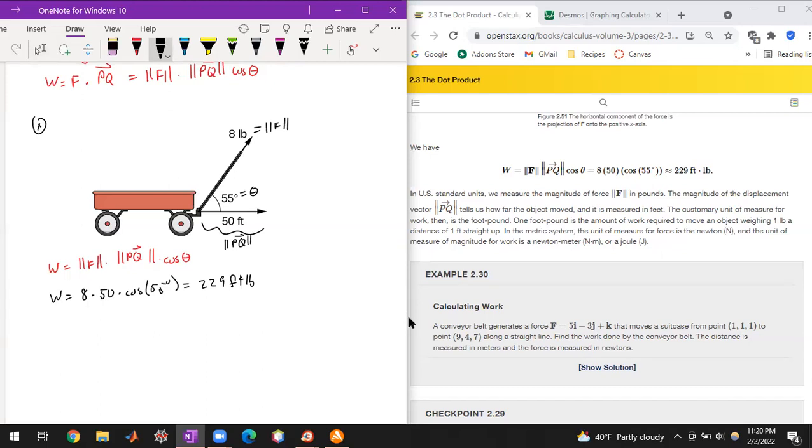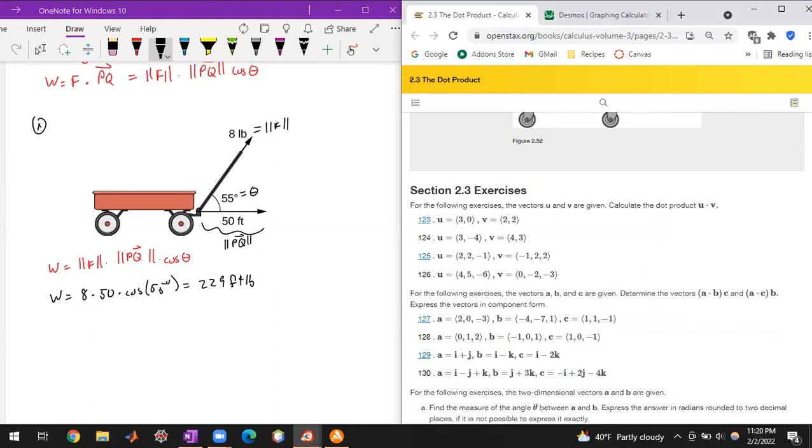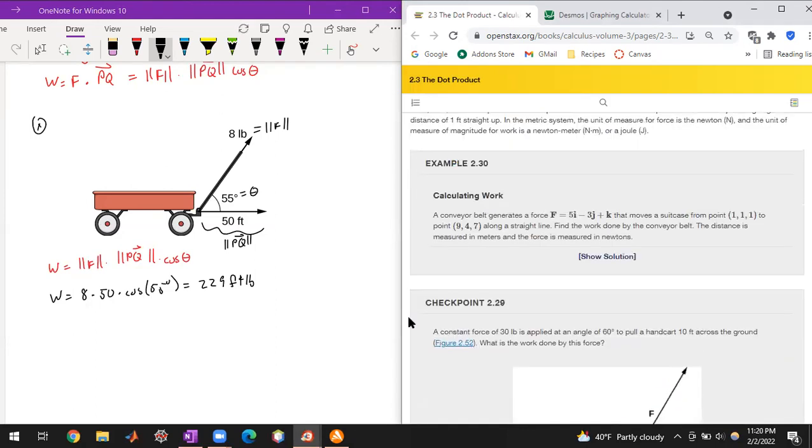All right, let's go ahead and tackle this example 2.31, calculating work. And I believe this is our last example of this section. So let's give it a shot.